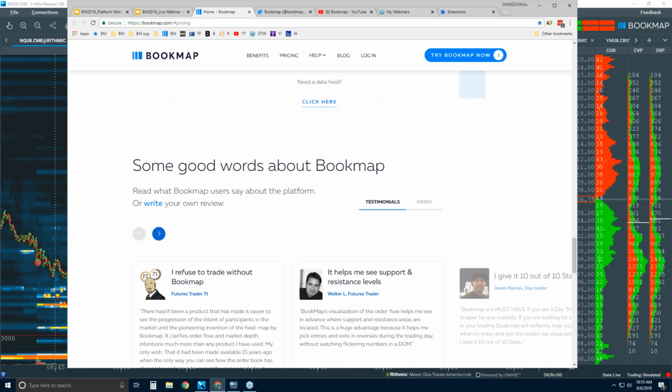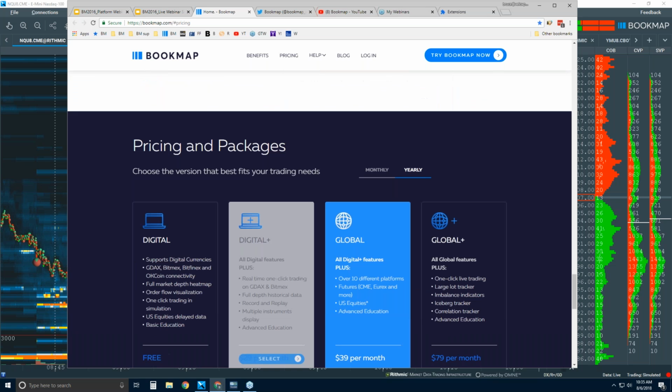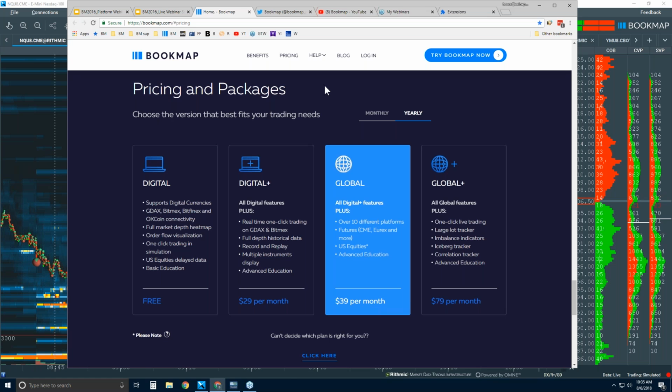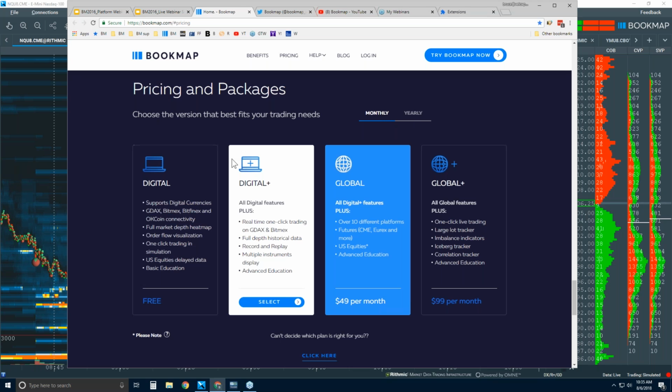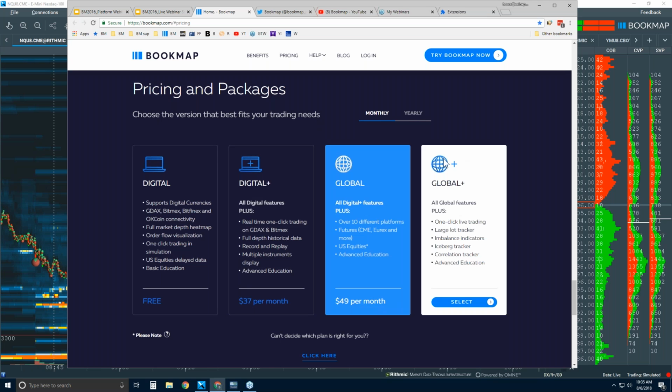All right, scroll down a little bit further. Now you know how to connect, and here's how you get Bookmap. There are different packages available. You can subscribe yearly or you can subscribe monthly. Just click on the tab here. And then you can see there's a couple different digital versions and a couple different global versions.